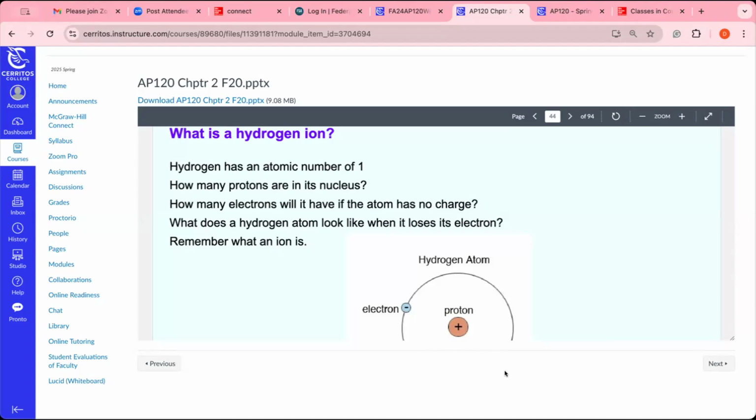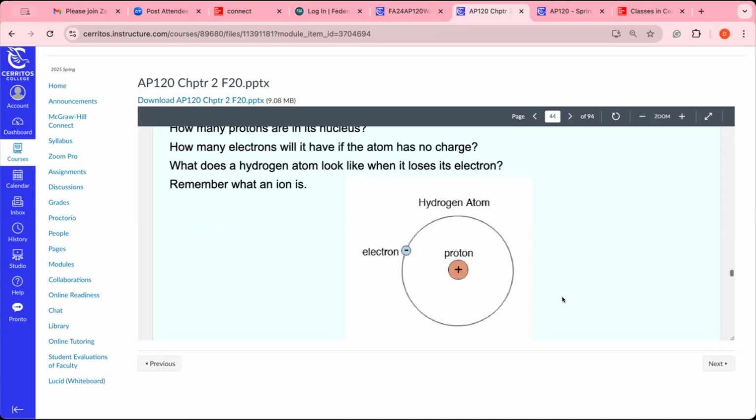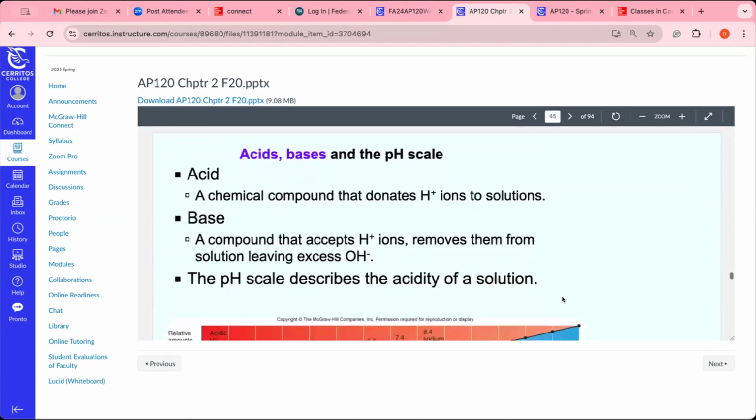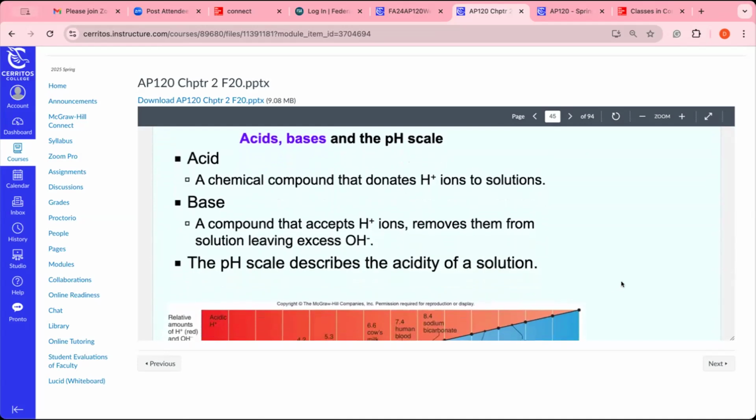What does a hydrogen atom look like when it loses its electron? Well, then it becomes positively charged, and it becomes a cation. So let's continue. Maybe she hasn't told you what the name for that is, but we're getting there. Okay, now we're going to talk about acids, bases, and the pH scale.